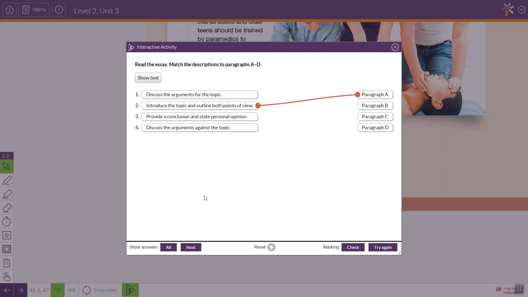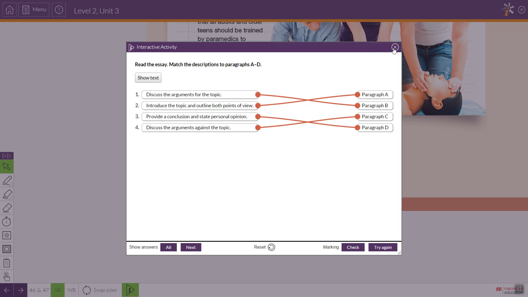Paragraph to introduce the topic and outline points of view is obviously paragraph A. Discuss the arguments for the topic is paragraph B. Discuss the arguments against the topic is paragraph C, and provide a conclusion and state personal opinion is paragraph D. So this is the basic structure of the for and against essay that you're going to write, when we finish this.